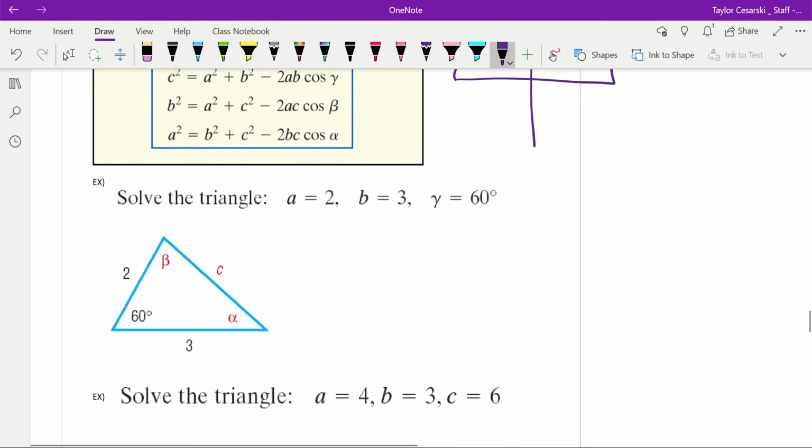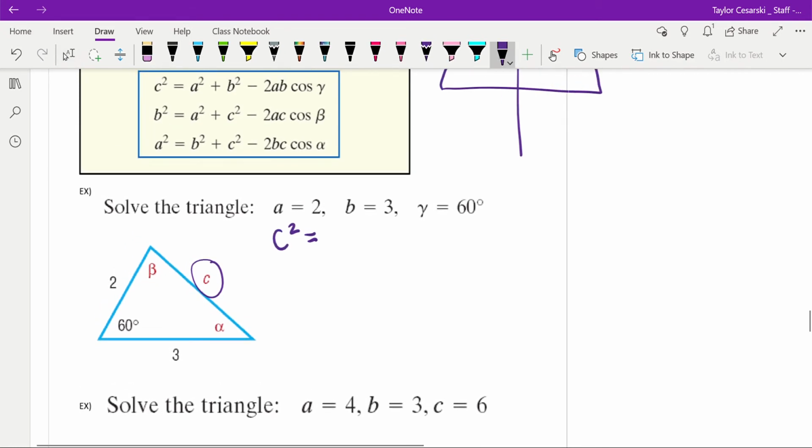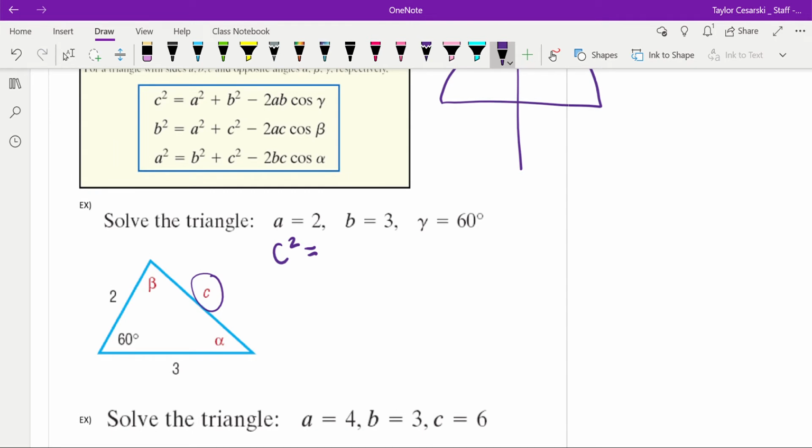Alright, so solve the triangle, so we're finding all missing angles and all missing sides. So I'm going to start with finding C right here. You usually will start with finding the side across from it. If you have side angle side, that's probably the easiest way to do it. And then just working from there. So how I'm going to do this is C squared equals, and again, these three formulas, they're three formulas, but they're really all saying the same thing.